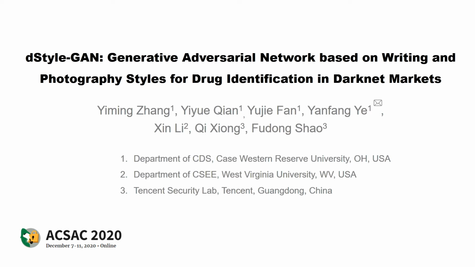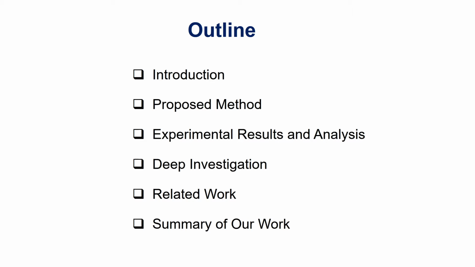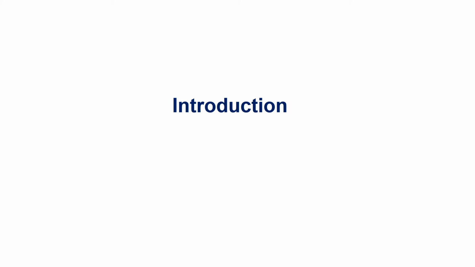Today I will introduce our paper dStyle-GAN, Generative Adversarial Network based on writing and photography styles for drug identification in darknet markets. There will be 6 parts in this report. Firstly, let me introduce the background of our paper.